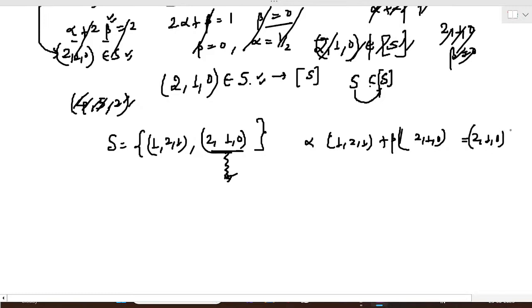Is that clear? If you want to generate this 2 comma 1 comma 0, can a simple solution not be there, that just take alpha equal to 0 and beta equal to 1? It can be there, no? After all, it represents all the possible linear combinations. Can that not be done? It can also be done. If this can be done, then clearly if beta is 1, then it is equal to this. Is that clear or not? Okay, if we take alpha to be non-zero, then what happens? Then it will result in this kind of thing.